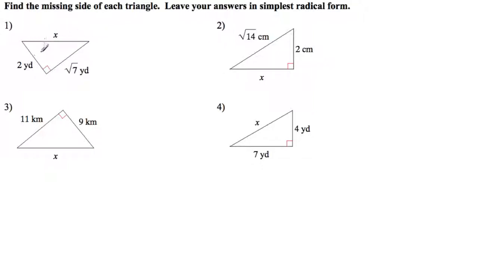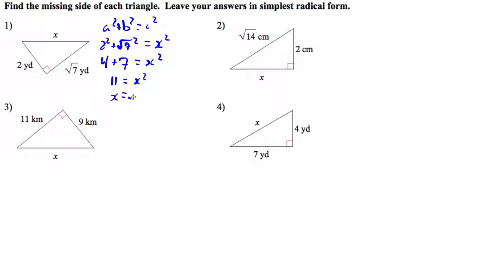So these are right triangles. It's given. So I know that a squared plus b squared equals c squared. In this problem, 2 squared plus root 7 squared is equal to x squared. 2 squared is 4. Root 7 squared, the square root and the square just cancel each other out. So I get 7 is equal to x squared. Then 11 is equal to x squared, so x is equal to the square root of 11. We want our answer as a root, not as a decimal, so we're done. Simplest radical form.